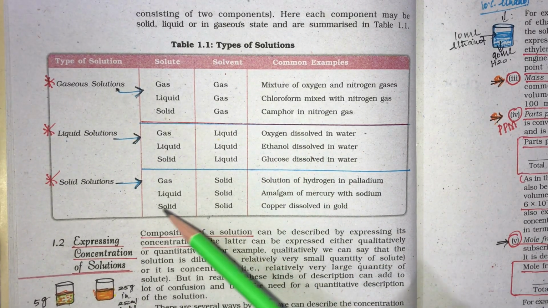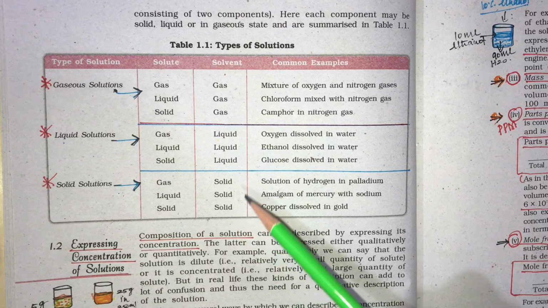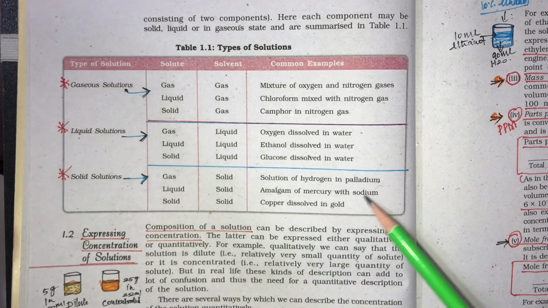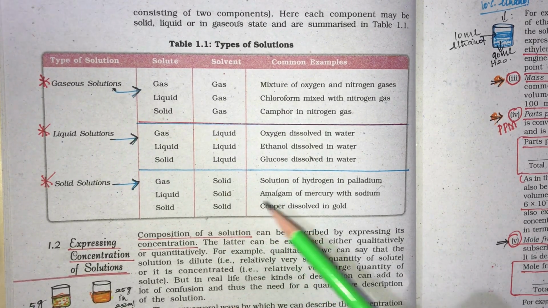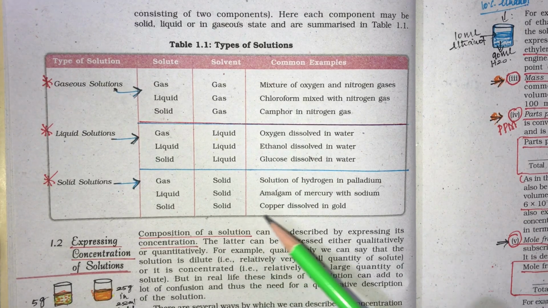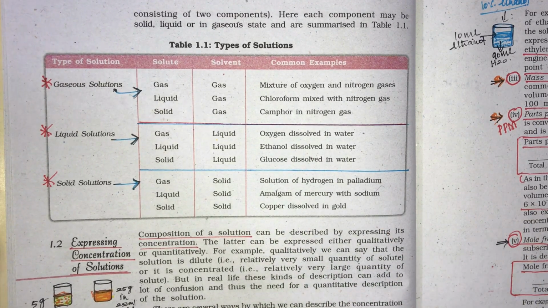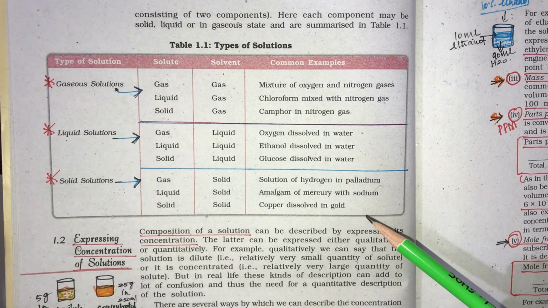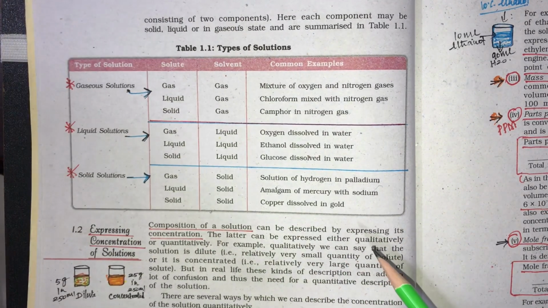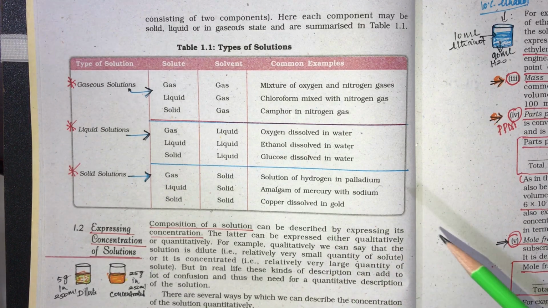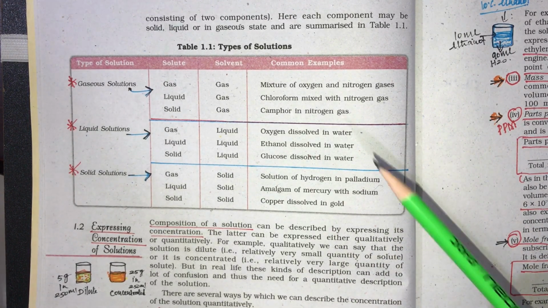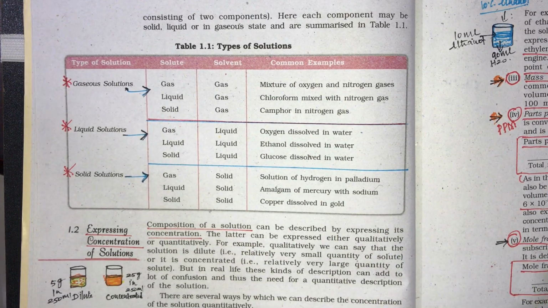The next is solid solution, where solid is present as the medium. Gas in solid: solution of hydrogen in palladium. Liquid in solid: amalgam of mercury with sodium. Solid in solid: copper dissolved in gold. And alloys, the mixtures of solid metals, are also examples of solid solutions. So, these are all the different types of solutions: gaseous solution, liquid solution and solid solutions.